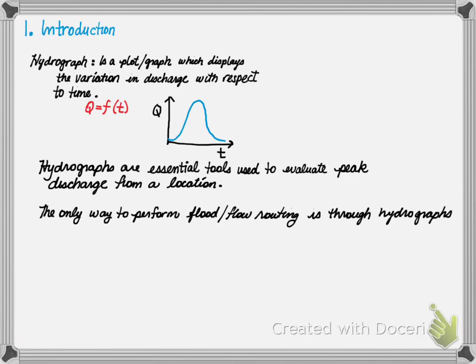The only way to perform flow or flood routing is through hydrographs. Routing flows through a watershed is essential, and hydrograph analysis can be used to do this. As the size of a watershed increases, the rational method will overpredict the design flows due to its inability to accurately account for storage. Thus, hydrograph analysis is essential for large watersheds.